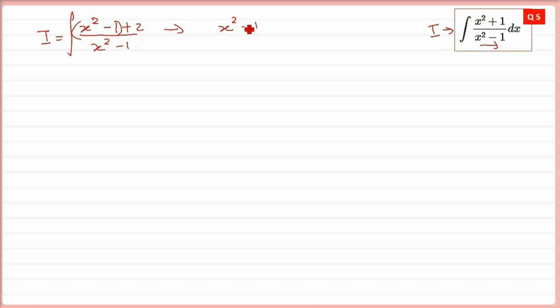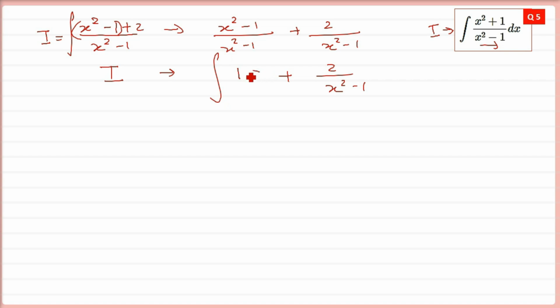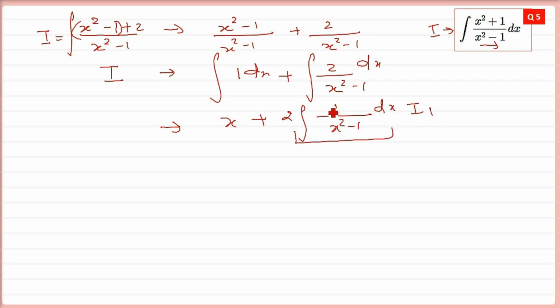Now separate them out. That is x square minus 1 in the denominator, and here also x square minus 1 in the denominator. So the numerator will get cancelled with the denominator here. You will get 1. Here you will get 2 divided by x square minus 1. So the integration will be something like this: integration of 1 dx and integration of 2 divided by x square minus 1. So integration of 1 dx is x. 2 you can take outside, integration of 1 by x square minus 1 dx. Now from here to here, let me call it I1 and we'll do it separately.